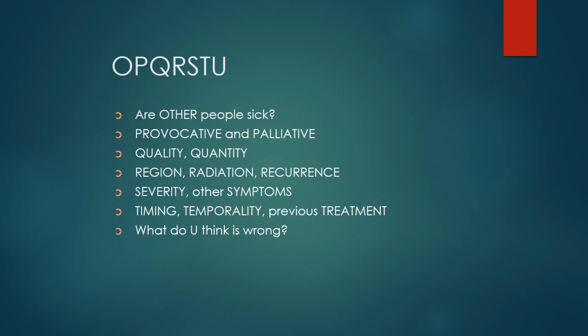Quality and quantity, again, I'm not sure you get quite as much for quality of the pain. Region, radiation, recurrence, severity and other symptoms, timing and temporality. Temporality, of course, is what part of the day that it occurs in. So timing is how long it's been happening. Temporality is, do you get it every morning? Do you get it every night? That kind of thing. Previous treatments, what have you done for it? What has been prescribed for this?